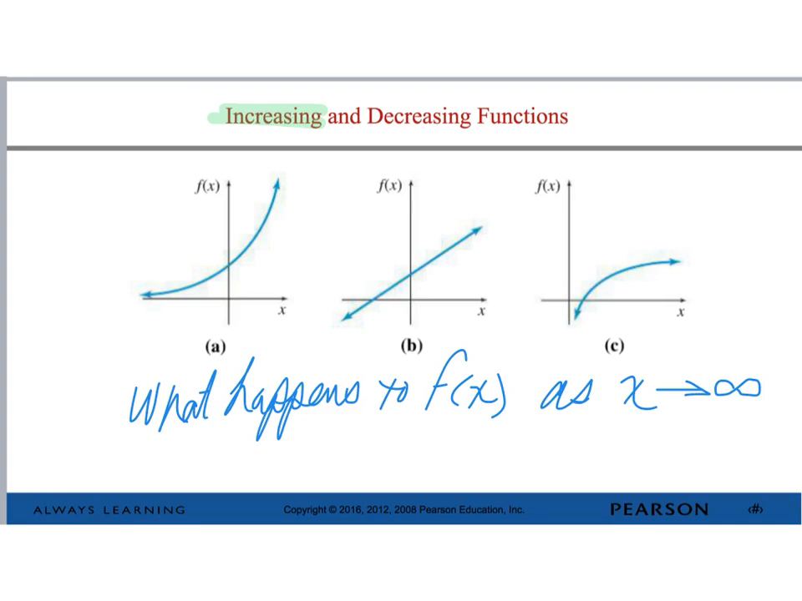So notice here on the first one, as x gets larger, f of x also gets larger. And in example B, as x gets larger, f of x gets larger. And even in example C, as x gets larger, in other words, as we're reading from left to right, the value of f of x also gets larger.